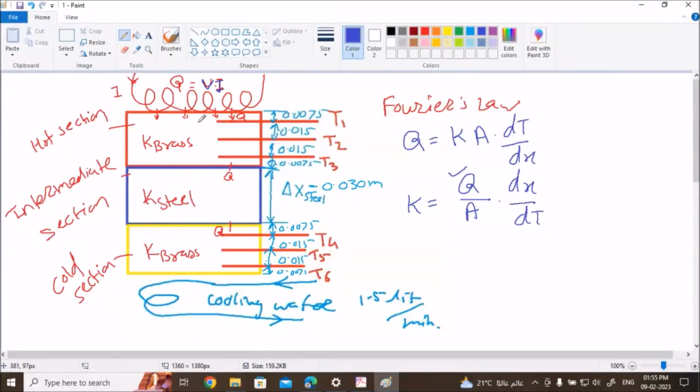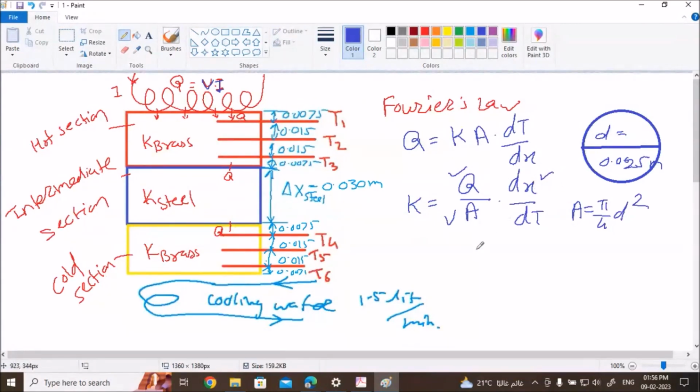Now what about the area? This metal slab is circular in cross section. The diameter of this bar is given as 0.00025. So I can find out the area of cross section, that is pi by 4 d square. So area is known to me. Now delta x is known to me. Delta T for T1, T2, T3 is known, so I can find out K brass. Then delta T, T4, T5, T6 I know, so I can find out K brass.